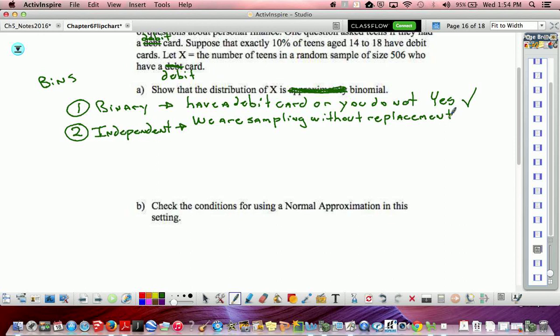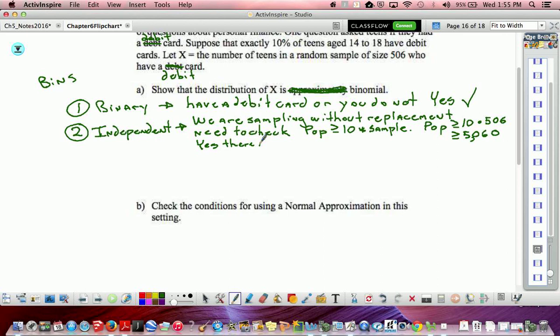So when we are sampling without replacement, we need to check to see if our population is greater than 10 times our sample. So in our case, is our population greater than or equal to 10 times 506? Is our population greater than 5,060? Yes. So this is a yes.